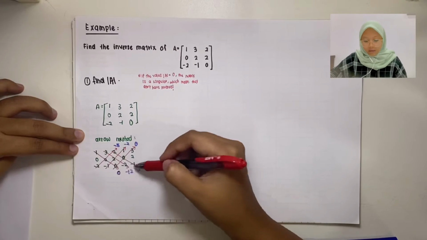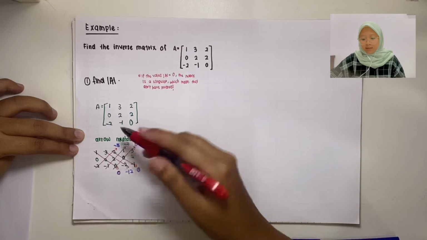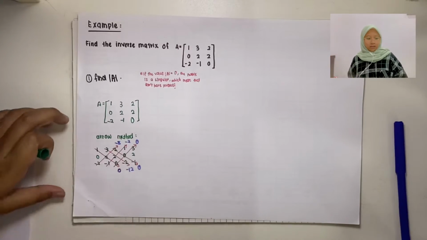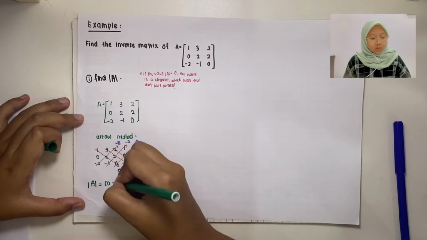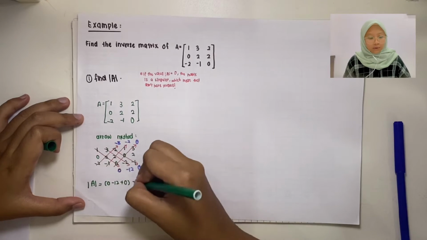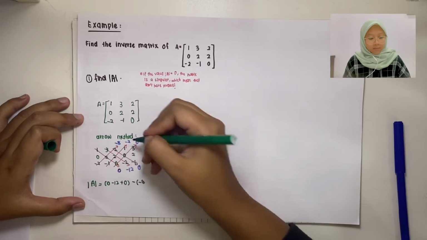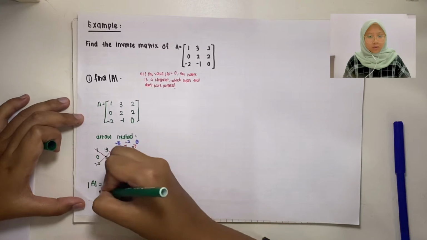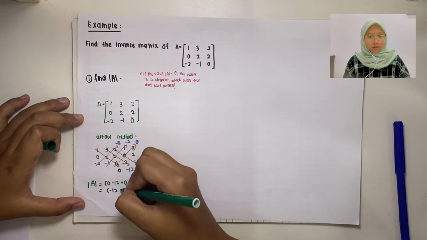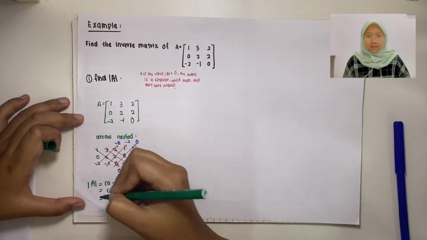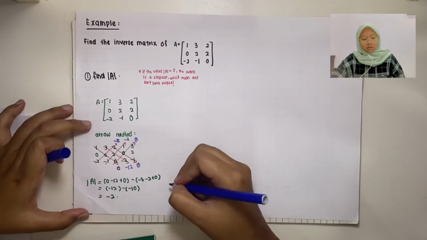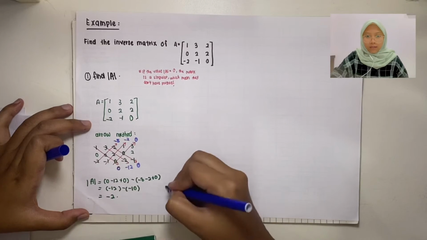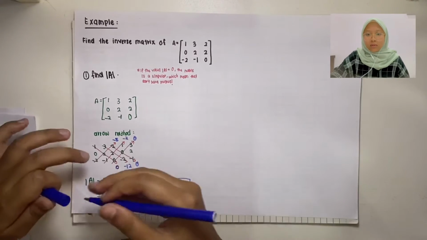Sum of the downward minus sum of the upward gives the determinant of A. So determinant of A equal to 0 plus negative 12 plus 0 minus negative 8 plus negative 2 plus 0, equal to negative 12 minus negative 10, equal to negative 2. So our determinant of A is equal to negative 2.